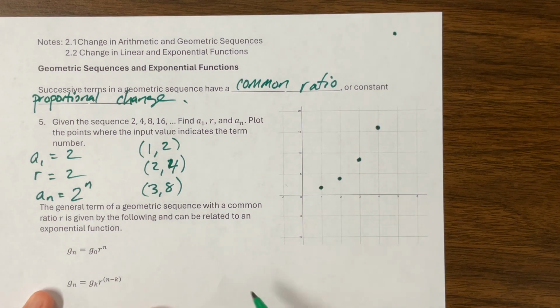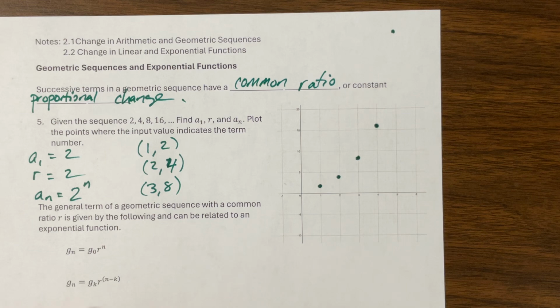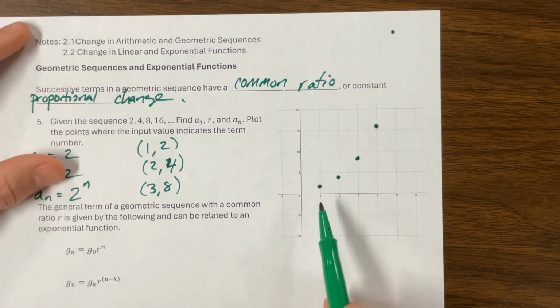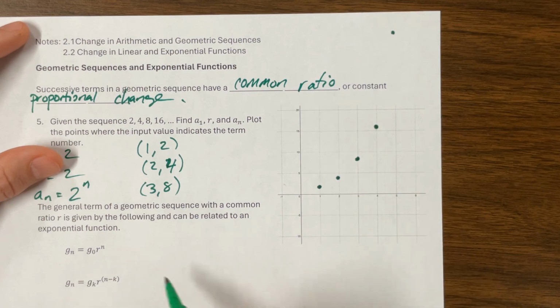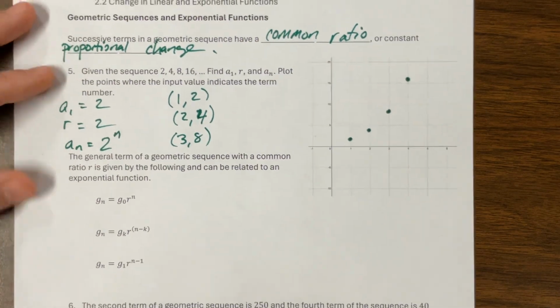That dot is not on the graph, but you'll notice, hopefully, that this becomes an exponential curve. And once again, like the linear, we can't connect those because these have a domain of whole numbers and not a domain of real numbers. Okay, if that doesn't make sense, let me know.